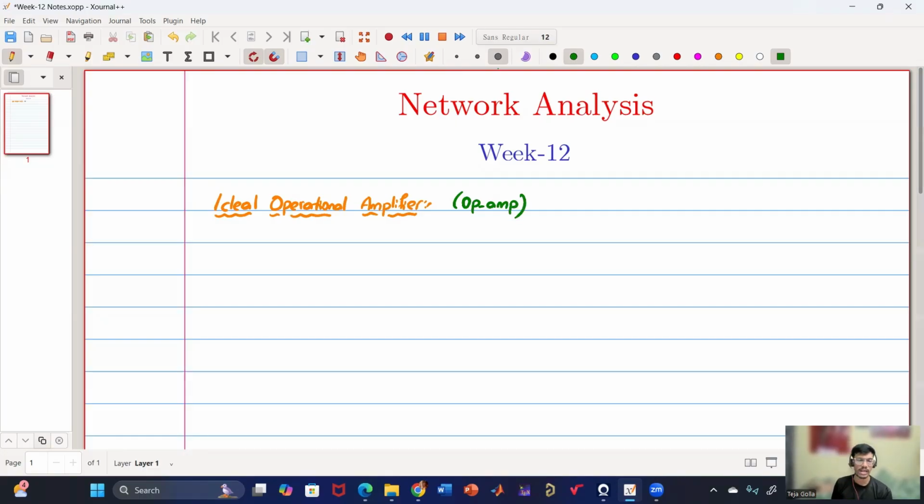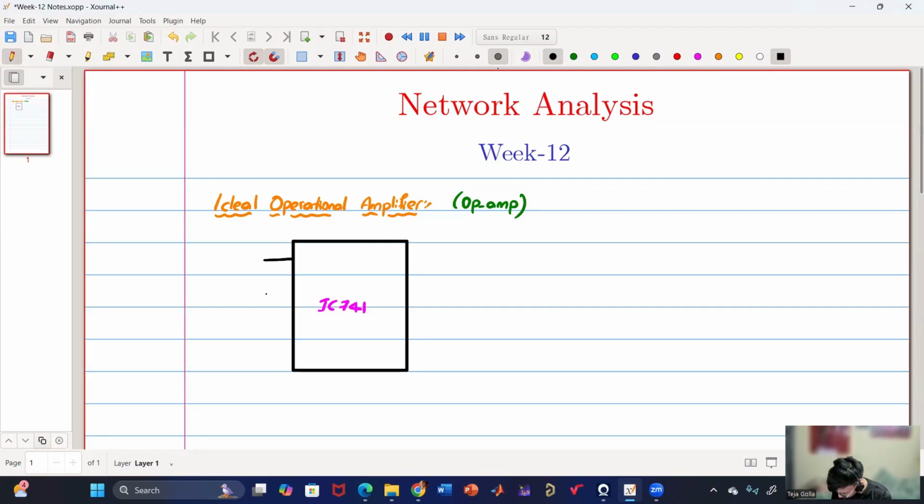If you consider a physical IC, people use op-amps in their circuits. It will be something like a box, and it has 8 pins. The most famous one is the IC741, a Texas Instruments op-amp; Texas Instruments is the company that manufactures it. So basically it is an IC which has 8 pins.